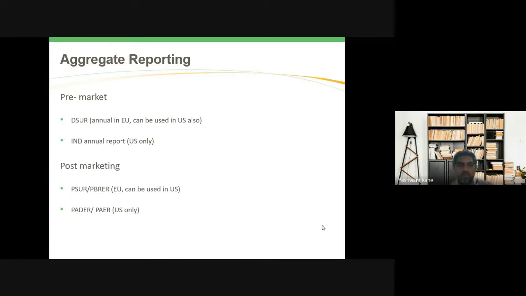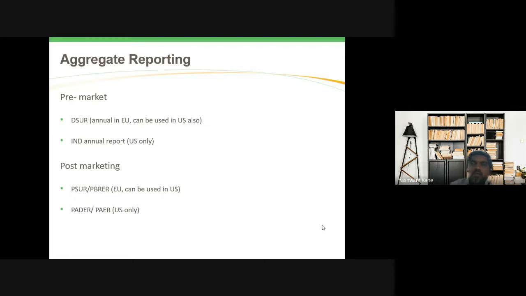Okay, what is a PSUR? Periodic Safety Update Report, which was also there in the EU, and they have revised it to the PBRER, which is called the Periodic Benefit Risk Evaluation Report, and that can be used worldwide. What is the difference between PSUR and PBRER? The old format of the PSUR just says what had happened or what had been reported for the drug over a period of time.